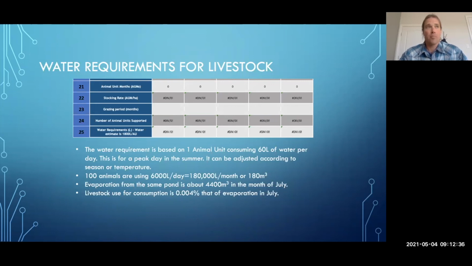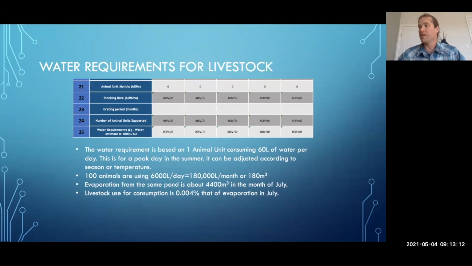Obviously, if we're looking at feedlots, or someplace where there's higher concentrations of livestock on a small land base, you're looking at much greater water demands. But for a pond, if we're allocating the forage based on the forage calculation, then our water requirement is also allocated based on the available forage that's there.